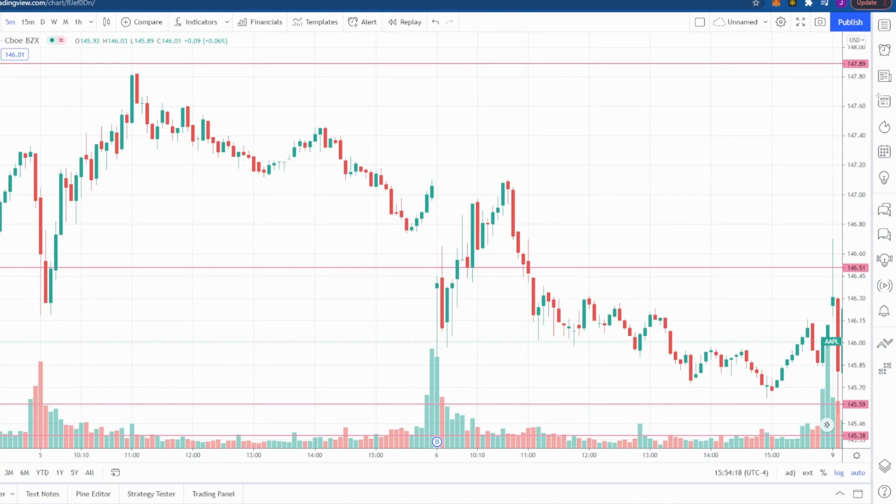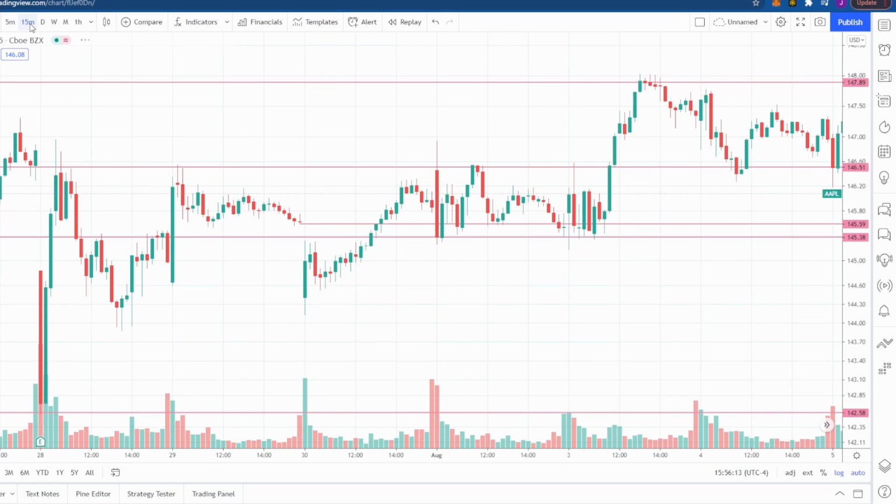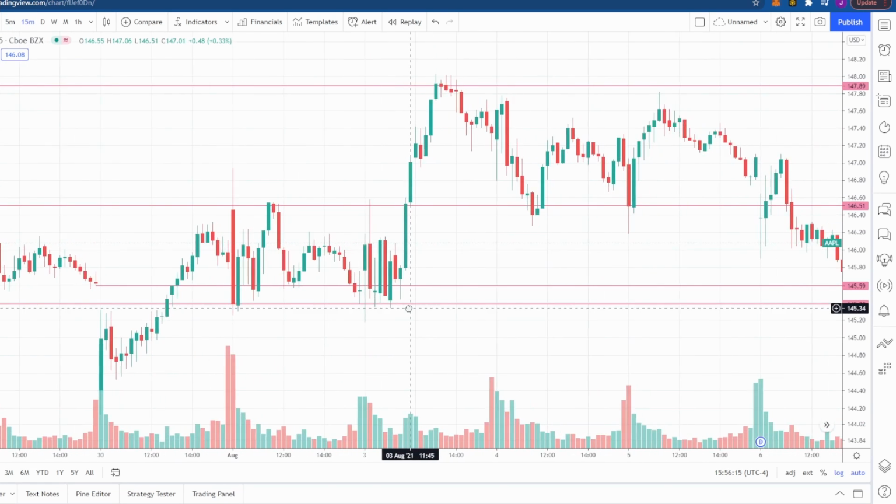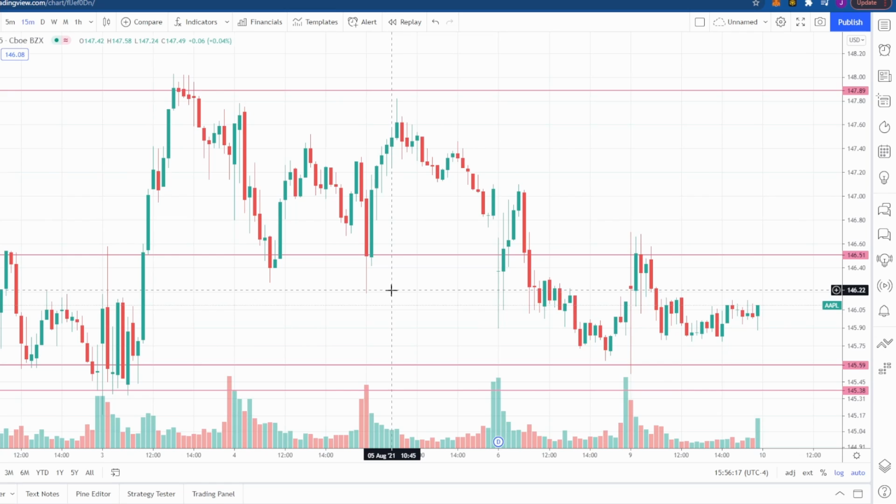So this is Apple. And on August 5th, we're looking at a 15-minute chart. We closed at $147. And on August 6th, we opened at $146.40.